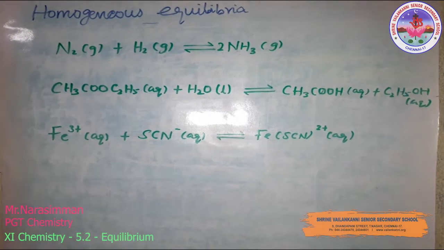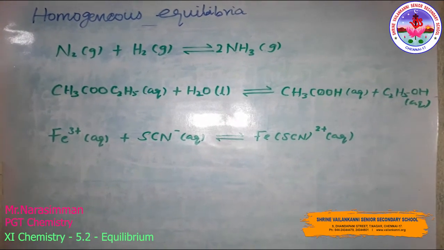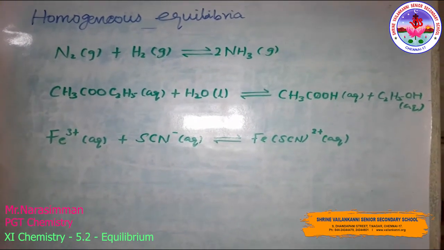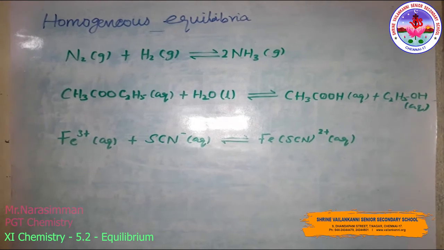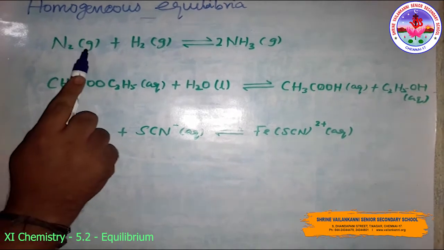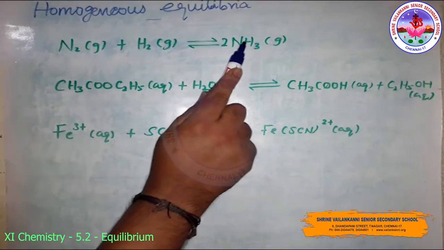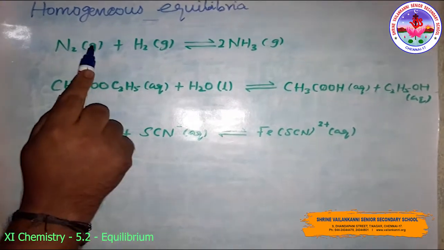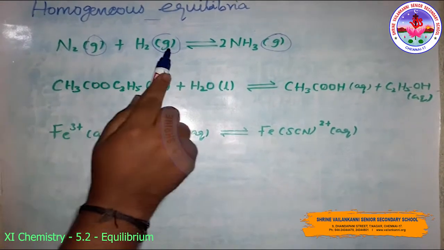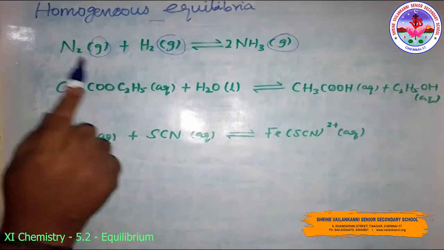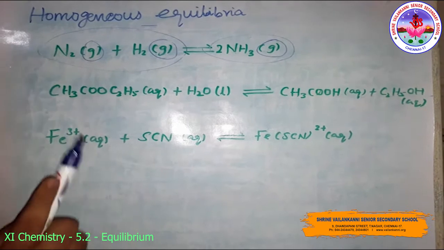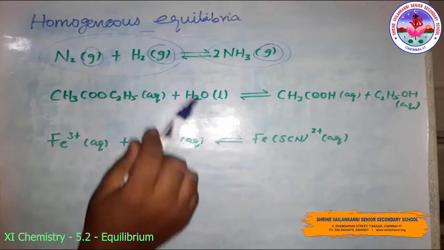Homogeneous equilibrium. In a homogeneous system, what does homogeneous mean? It means the same phase. All the reactants and products are in the same phase, and that is called homogeneous equilibria. Look at this reaction: nitrogen gas reacts with hydrogen gas to produce ammonia gas. So all these are in the same phase, the gaseous phase. In this type of reaction, where the reactant phase and the product phase are the same, it is called homogeneous equilibria, because this is an equilibrium reaction.